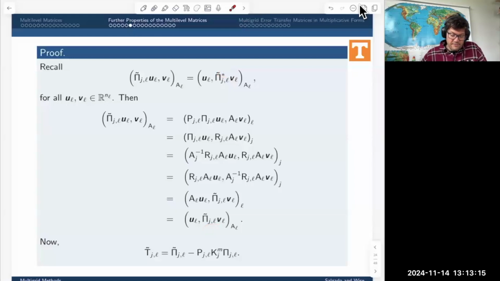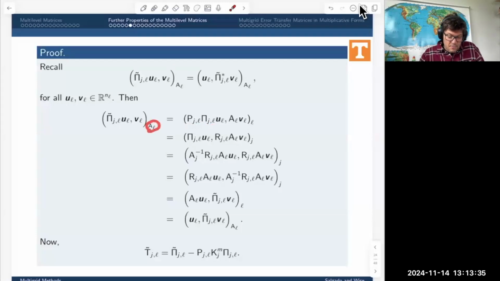And so that's why it's self-adjoint. So let UL and VL be arbitrary. And by definition of this guy, this inner product becomes this. So what did I do here? I introduced the definition of the pi JL tilde matrix.